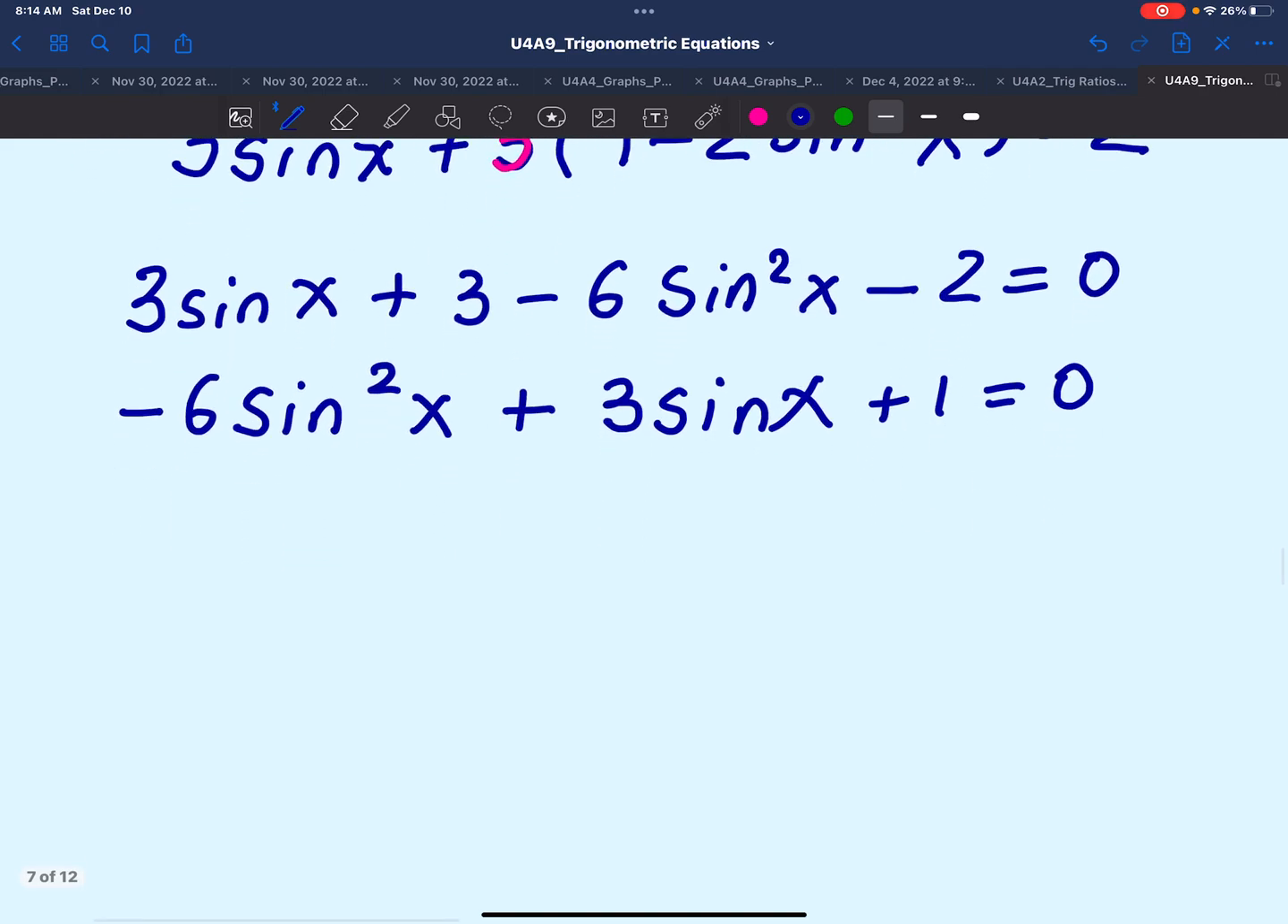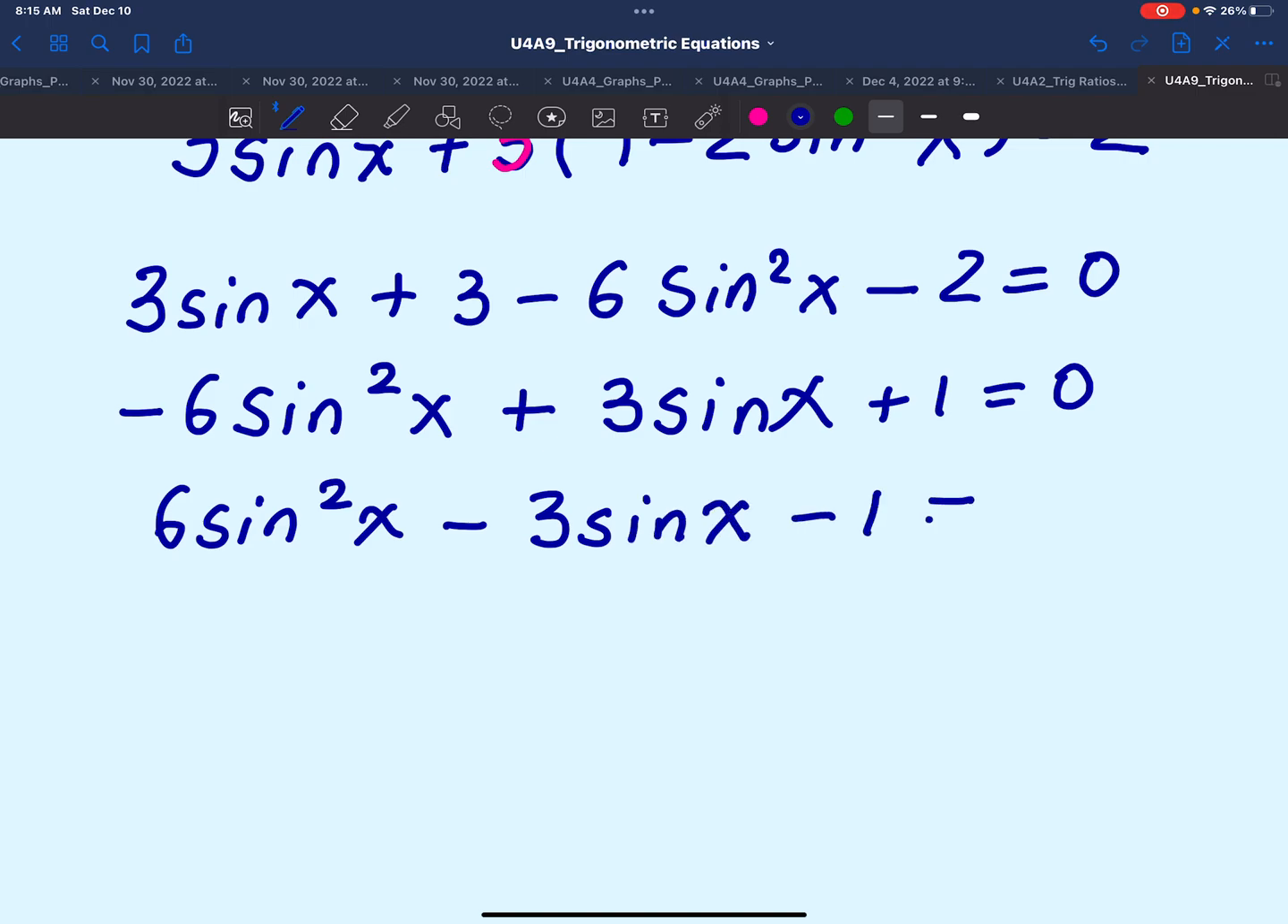So quadratic equation, leading coefficient is negative. I prefer to have the positive leading coefficient. It's not a must-do step, but it can be useful. So 6 sine squared x, minus 3 sine x and then minus 1. You simply either multiply or divide by negative 1 every term in the equation.